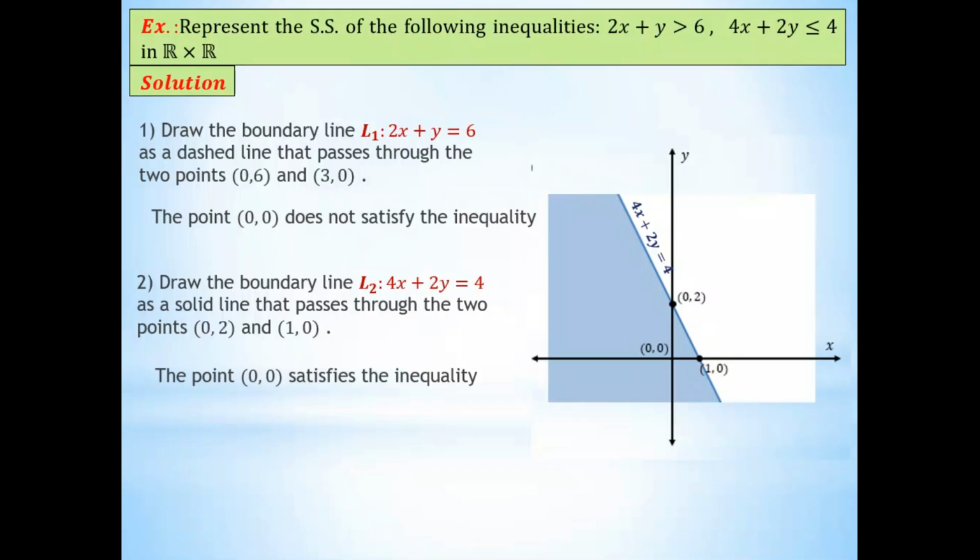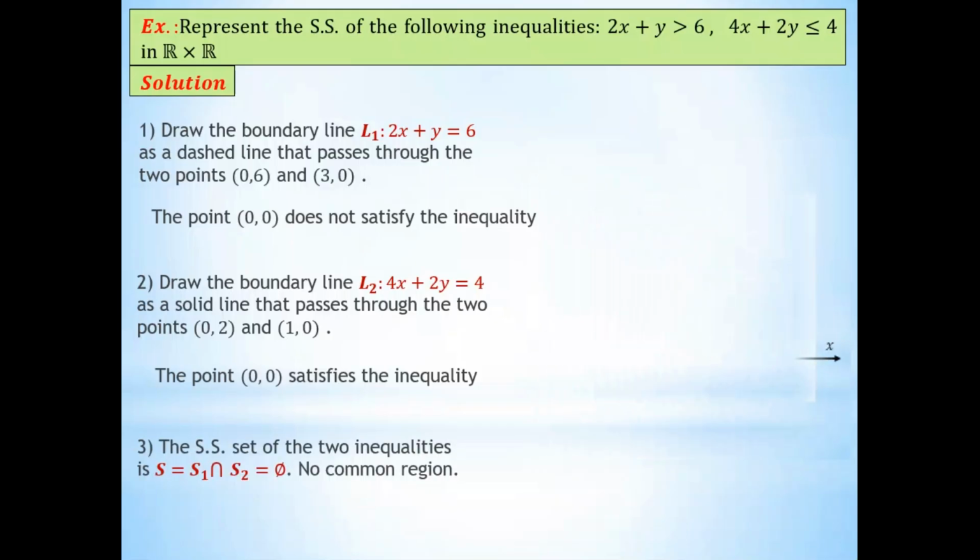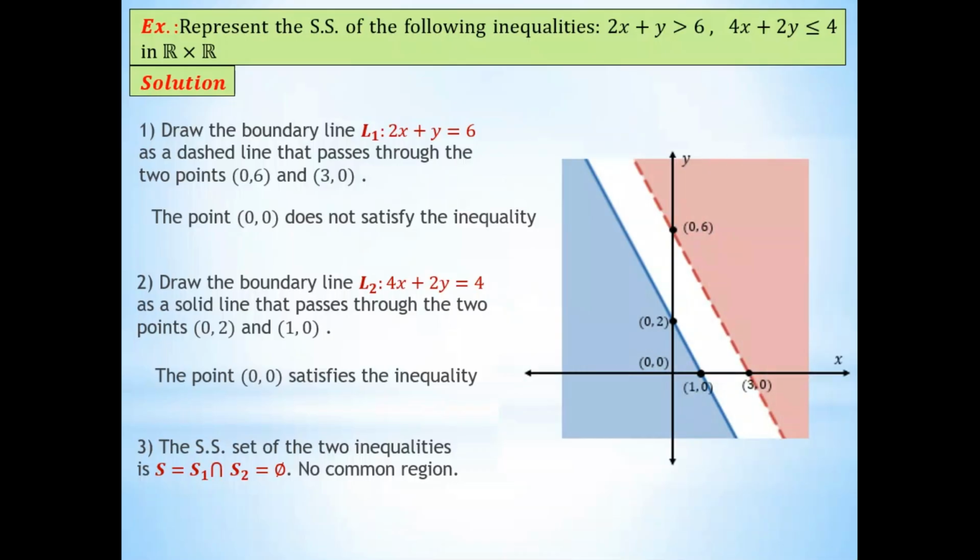Okay, now both together to get the intersection between the two regions. The intersection is phi. Why phi? Because they are two parallel lines, and also there is a gap between these two regions. If the lines are parallel but there is overlap between the two regions, then the overlap region will be the solution set. But in our example here, there is a gap between the two regions, so the solution set is phi. Take care of that.